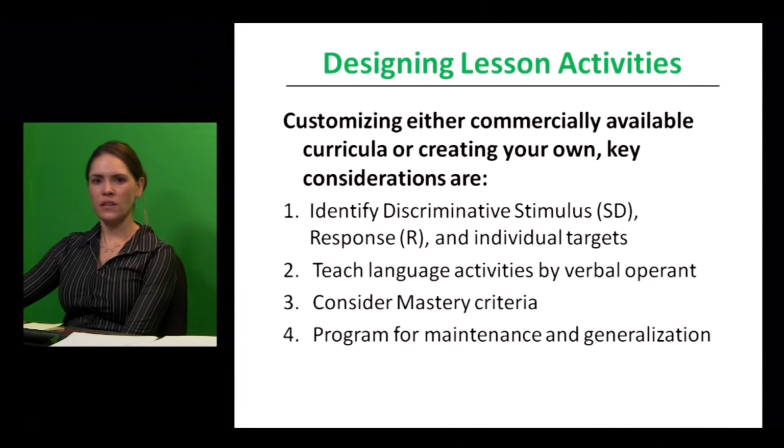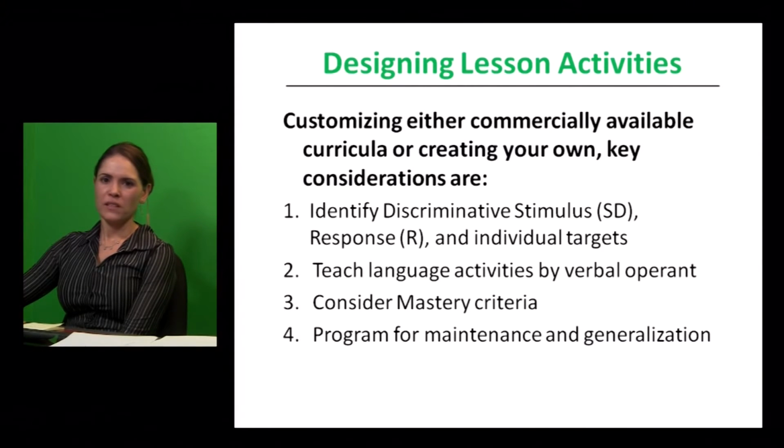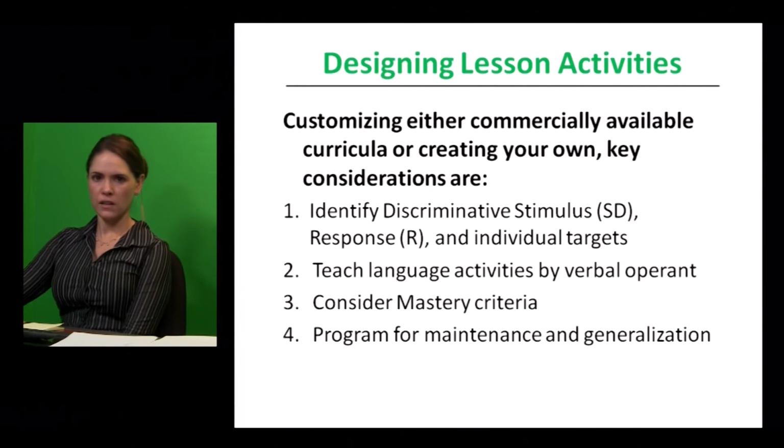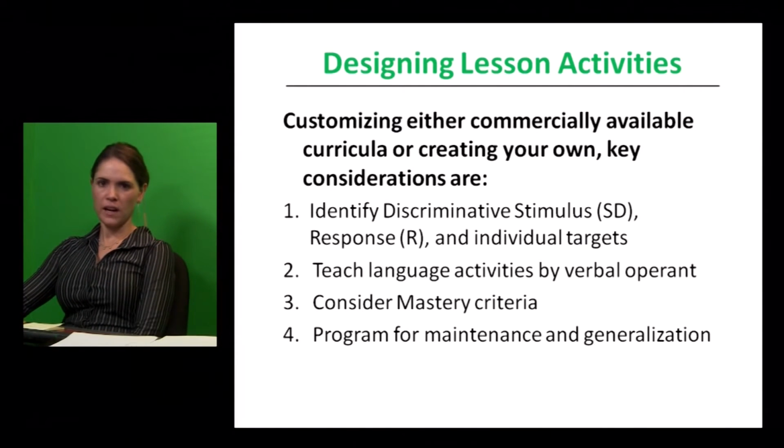If it's a real skill that they can do, it should be a generalized operant behavior, which means they should be able to do it in the presence of anyone, in any location, with any new stimuli. If they can't do that, then you're basically teaching rote responding, and that's not what you want. You also want to make sure that whatever you're programming for your lessons will lead to long-term maintenance, so the child should be able to do it for a long, extended period of time, not just right now.